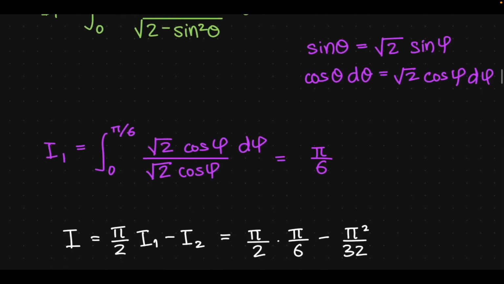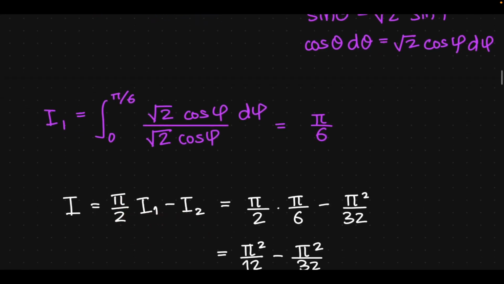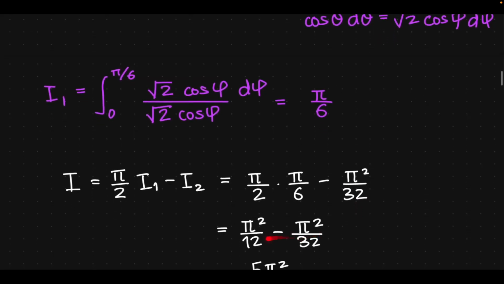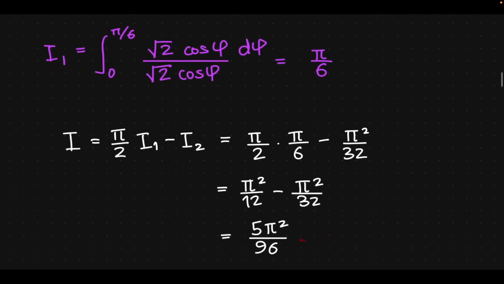So the entire equation looks like I is the prefactor pi over 2 times I1 minus I2, if you remember from before we actually label these things. So we have pi over 2, we know what I1 is, it's pi over 6 times pi over 6, minus I2, we know what I2 is, it's pi squared over 32. So that becomes pi squared over 12 minus pi squared over 32. You can do the LCM, you can do your 5th grade mathematics to get 5 pi squared over 96. That is indeed the final answer.